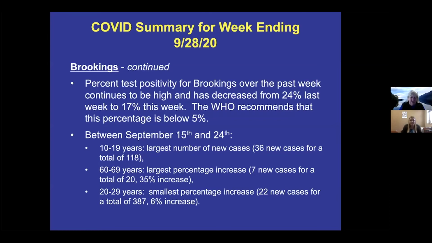We did get an update on the age distribution of cases in Brookings, and we'll talk a little bit more about that in depth next week. But in the 10 to 19-year-old age group, that was the largest number of new cases. There were 36 new cases between the 15th and 24th of September. And in the 60 to 69-year age group, that was the largest percentage increase. So there were 7 new cases there.